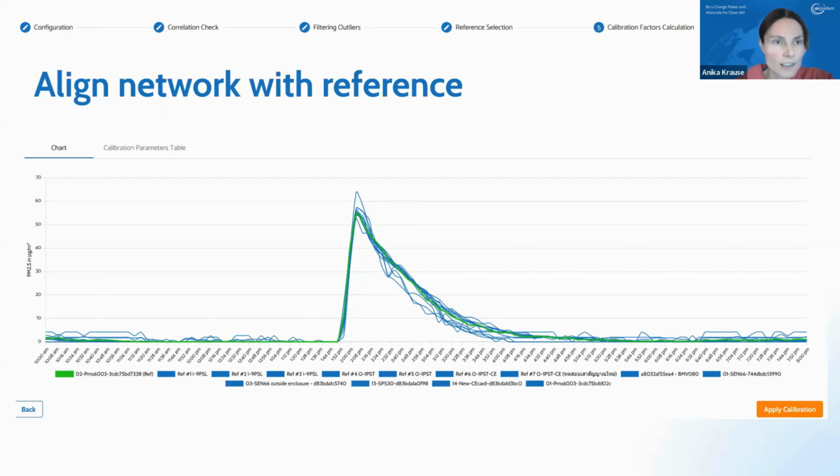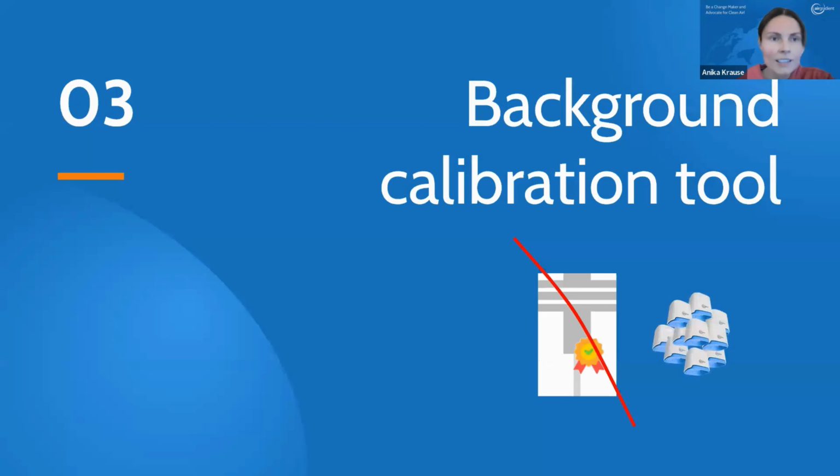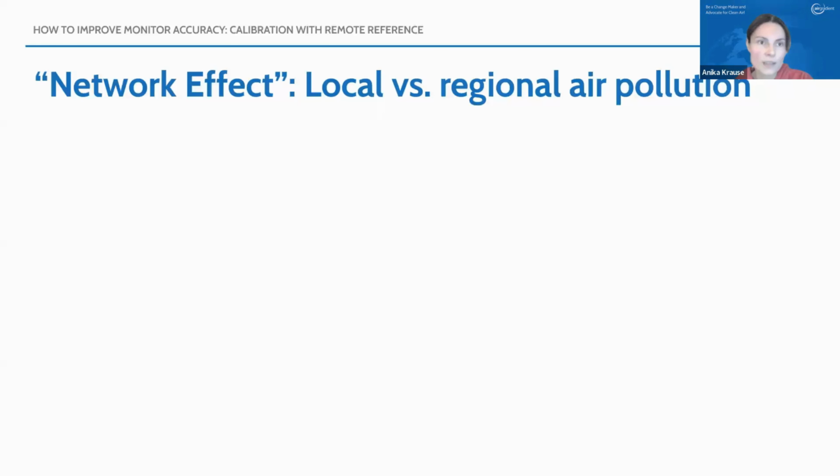So this is our network calibration tool. And last, I wanted to also talk about the background calibration tool. So what is this? This is basically if you have a sensor network but don't have access to a reference instrument, you cannot collocate them all together. What do you do then?